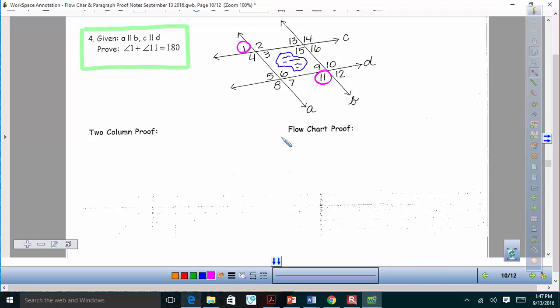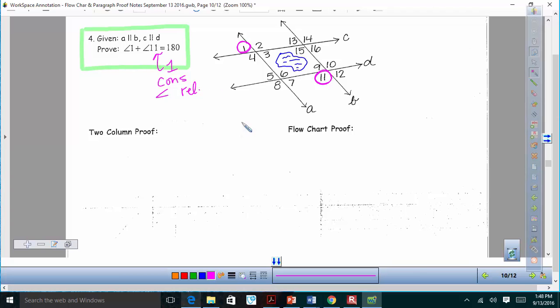What's my proof? Angle 1 plus angle 11 equals 180. Am I proving anything congruent? No. Okay? So anytime that you have an angle plus another angle equals 180, you're going to have one consecutive angle relationship. So you can have a congruent, but you also have to have a consecutive.